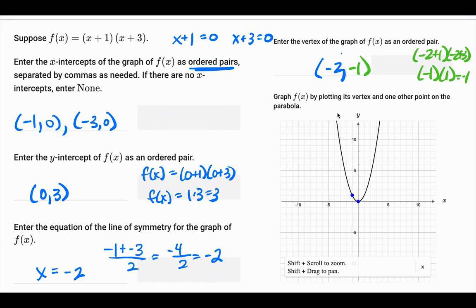And then to plot it, you're going to plot the vertex and then one other point. So you plot the vertex as -2, -1. You drag that over to there. And then you can choose any other one of these points. You can choose -1, 0, 0, 3, -3, 0, any of those, and the parabola will be drawn correctly. So if I put -3, 0, which is right there, you're going to have a parabola that looks like that.